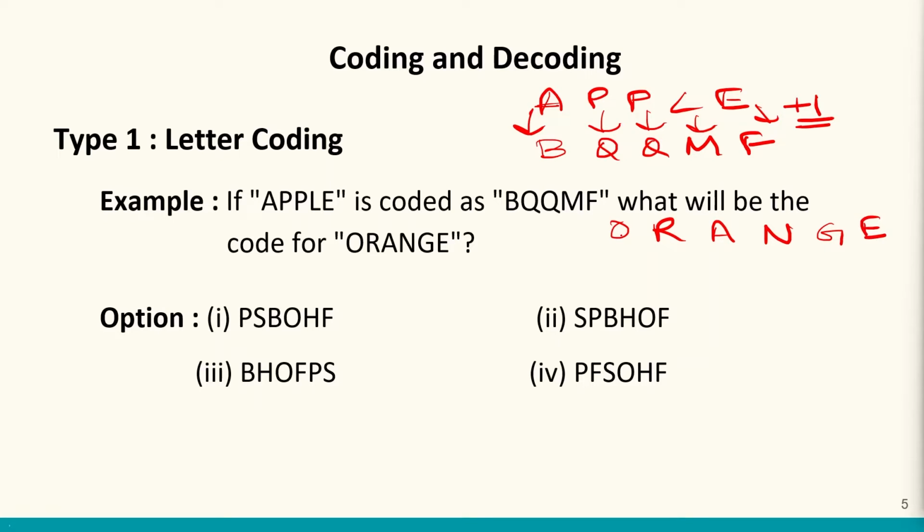So while coding orange, we'll go just one position forward. So O will be coded as P, R will be S, A will be B, N will be O, G will be H, and E will be F. So our coding will be P, S, B, O, H, and F. So option number 1 will be the correct answer.